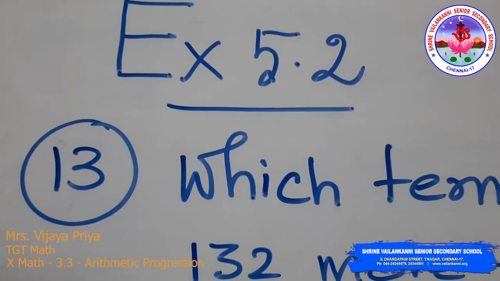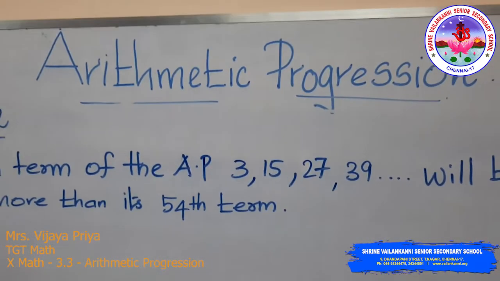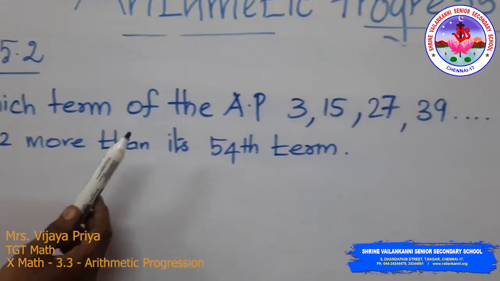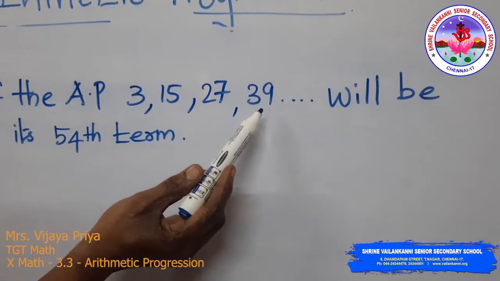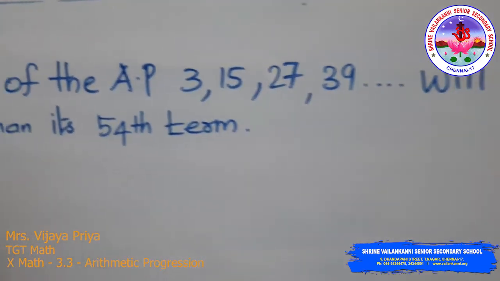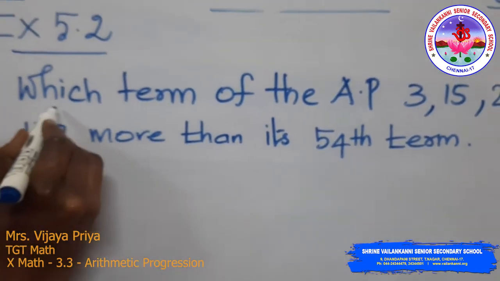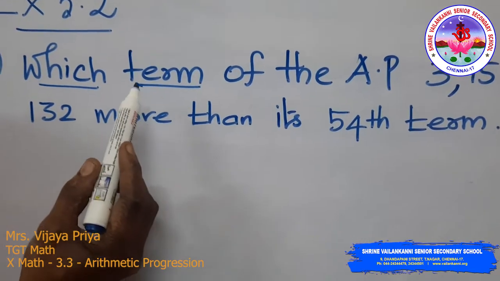Coming back to exercise 5.2 in arithmetic progression. So the continuation of exercise 5.2, 13th problem. Which term of the AP 3, 15, 27, 39, etc. will be 132 more than its 54th term? So he is asking which term, which means that he wants to find out n.